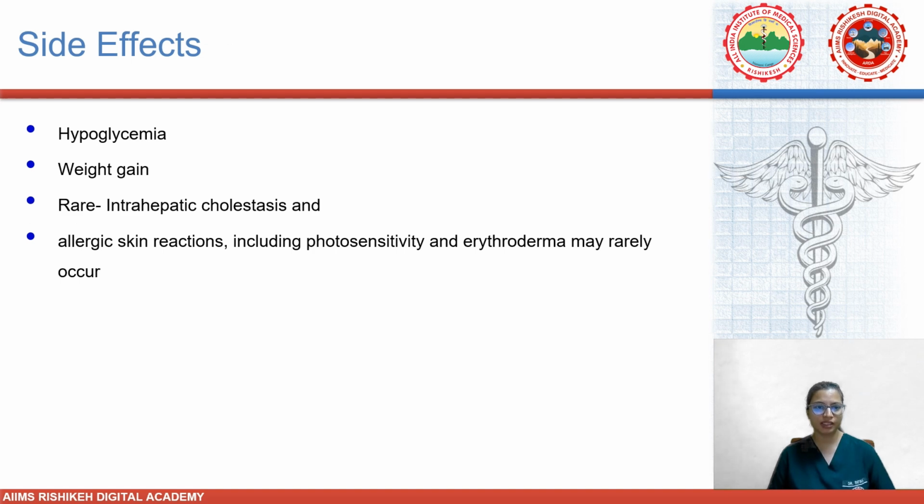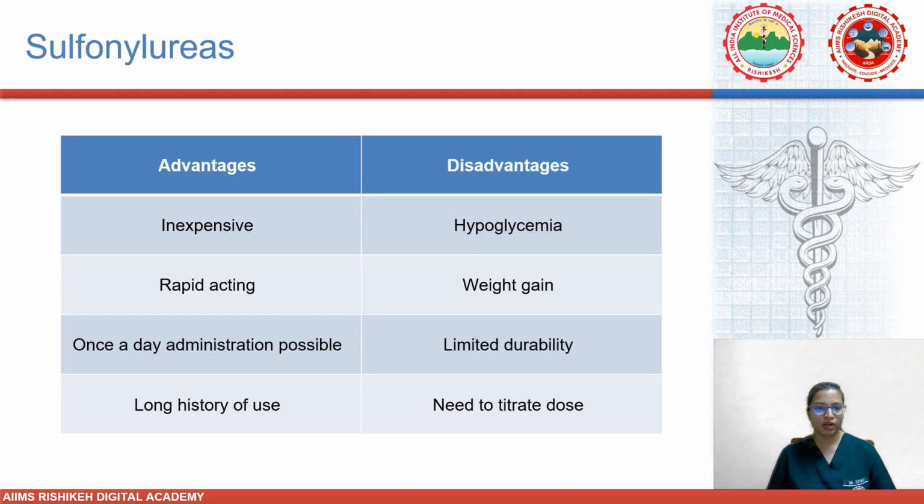What are the side effects of sulfonylureas? They can cause hypoglycemia, they can cause weight gain. The rare side effects include intrahepatic cholestasis, allergic skin reactions, including photosensitivity and erythroderma. So what are the advantages and disadvantages? Advantages include they are inexpensive, rapidly acting, once a day administration is possible, and they have a long history of use. But the disadvantages include hypoglycemia, weight gain, limited durability, and we need to titrate the dose as per the patient requirement.